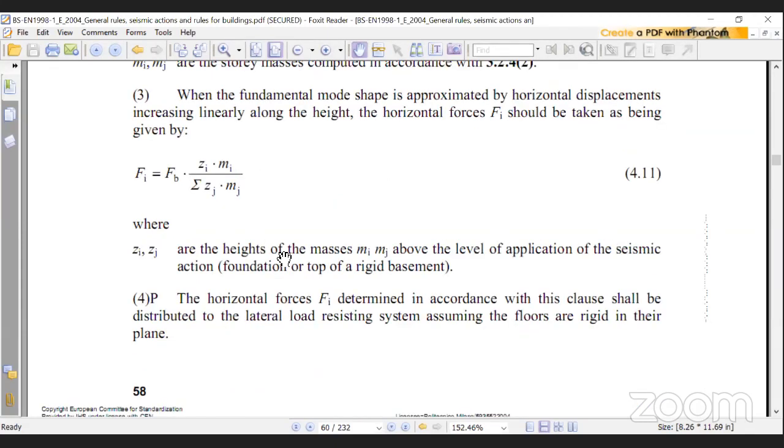Yes, Lawrence? Someone else was asking about conservative design. By conservative, they mean that you get the maximum base shear and apply it to the entire building rather than going floor by floor and reducing it. I don't know what would be your response to that.